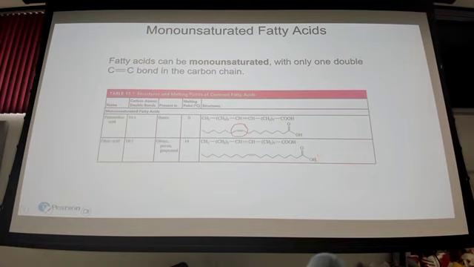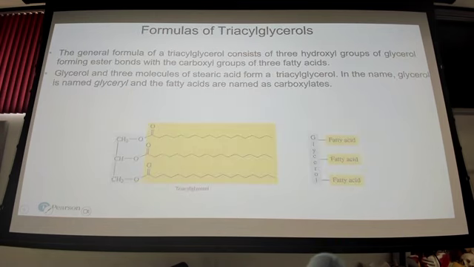Monounsaturated. Why is this unsaturated? Double bond, right? Well, what structure is this? Triglyceride, right?